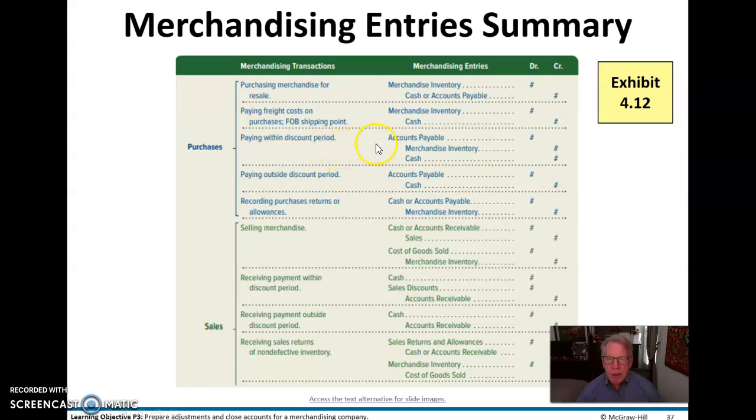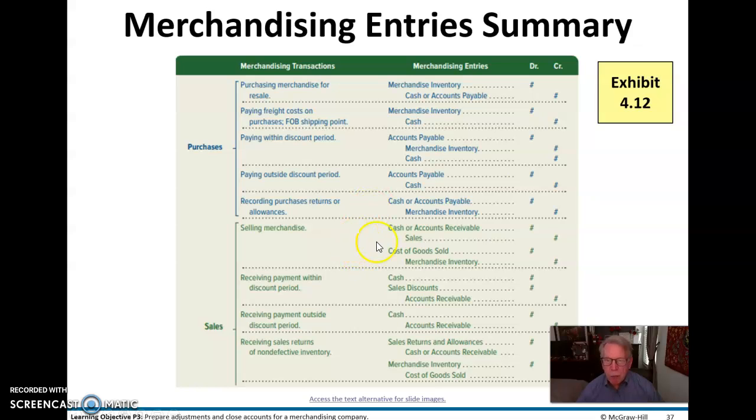And then if we pay within the discount period, we'll debit accounts payable to get rid of that accounts payable and credit merchandise inventory for that discount, and then credit cash for the bulk of that payment. And if we pay outside that period, we went through that. Recording purchase returns and allowances, we're going to show that as a reduction of inventory, and away we go.